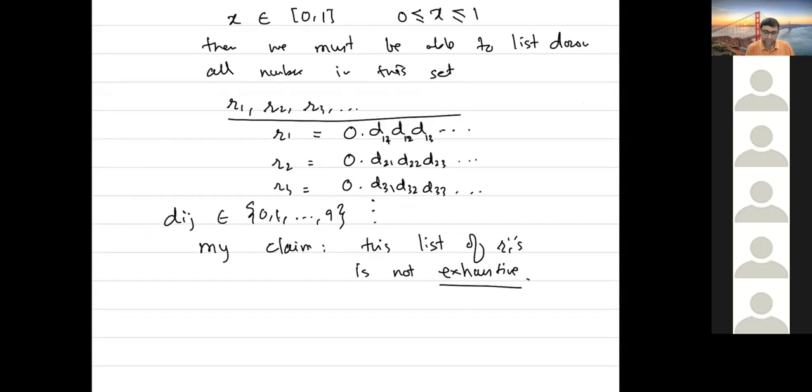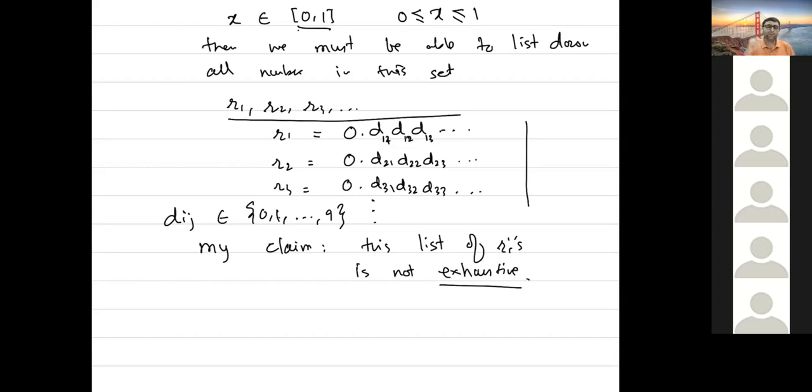What do I mean by exhaustive? If the list is exhaustive, it means that every real number that exists between 0 and 1 must be listed down here. And I will prove that it is not the case. I can create a number which is not in this list. That is a number between 0 and 1, and that's a real number. Therefore, this list is not exhaustive.